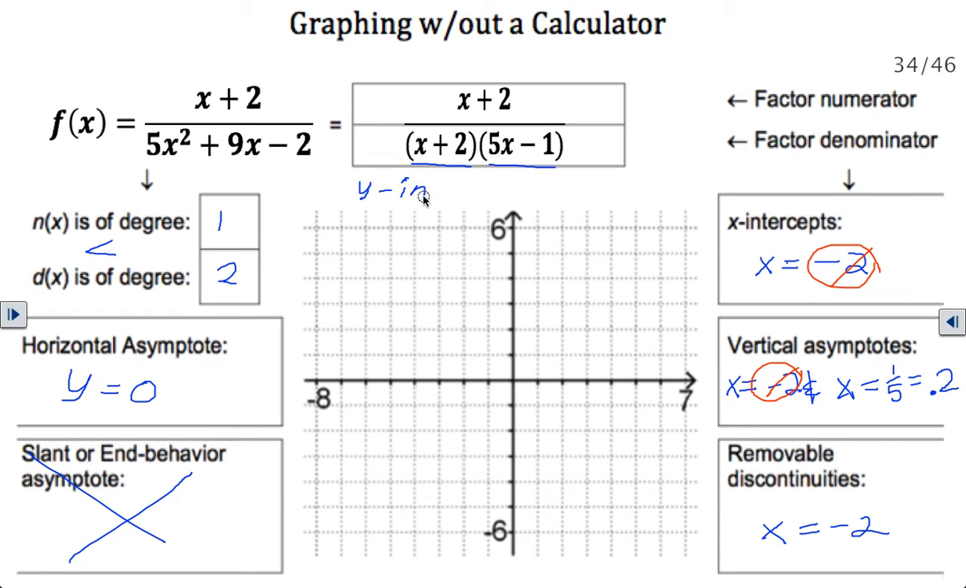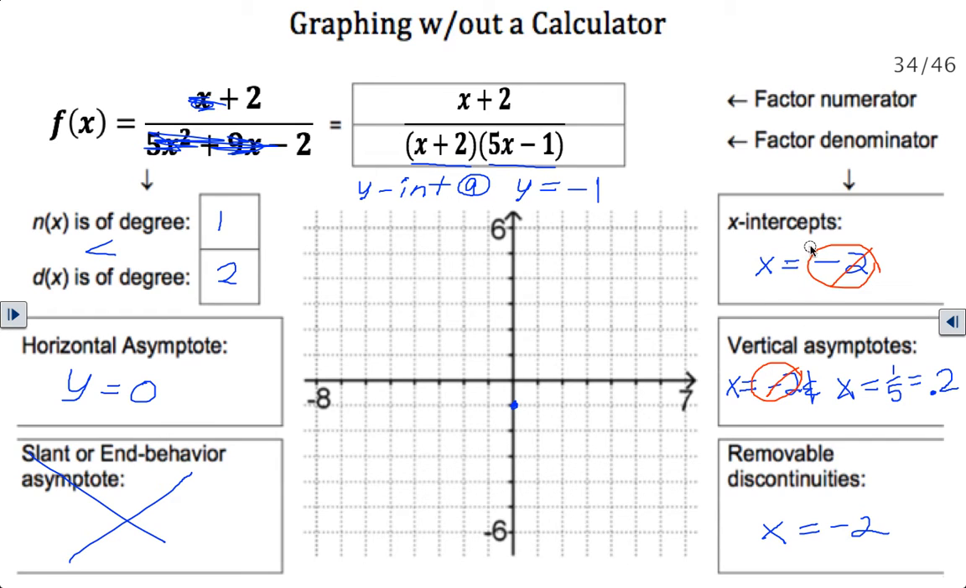Before I graph this, I need to know where my y-intercept is. For your y-intercept, x is going to equal 0. So anything that has an x in it is going to just disappear. So we have a 2 divided by 2. So your y-intercept is at negative 1. 2 divided by 2 is 1. Because of the negative sign here, you have a negative 1. So we know that our y-intercept is at negative 1.